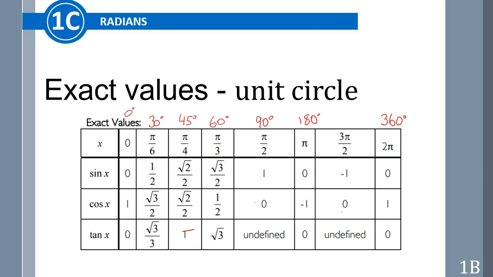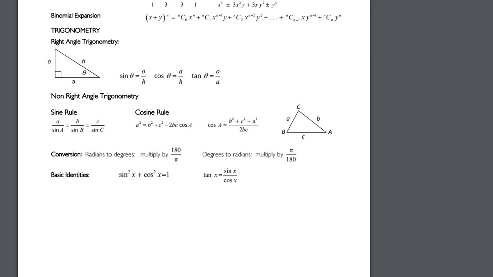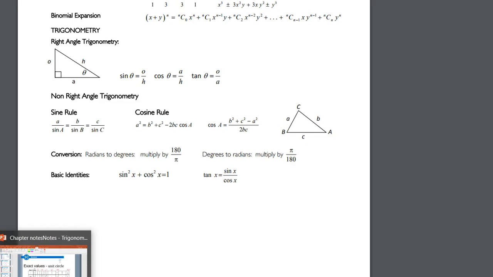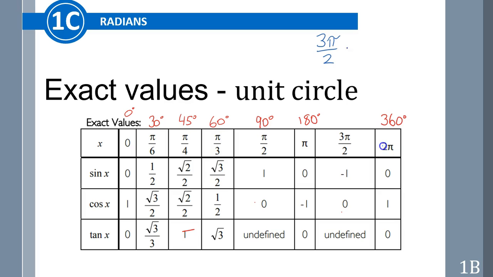So I'll show you that slowed down a little bit. We've got radians. We want to go to degrees. We're going to multiply it by 180 over pi. Okay, and you can do this for every single one if you want to. You are not expected to know it all off by heart.